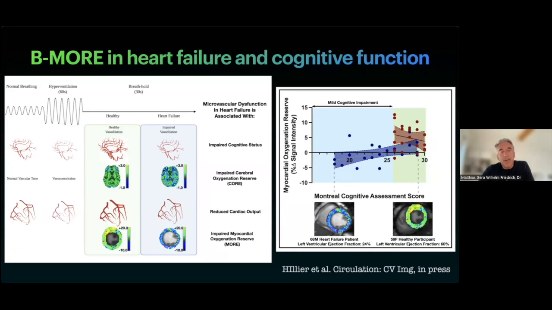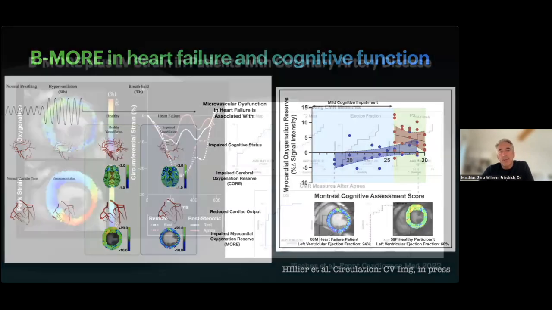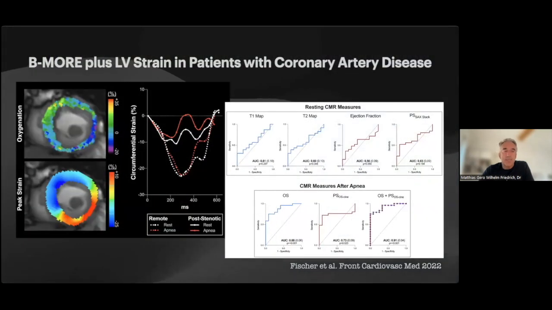Of course, you can then combine the BMOR with strain, and this is what was done and published last year in Bern again, where when you combine the two, you can further increase the diagnostic accuracy, in this case, to an area under the curve of 91%, to identify patients with coronary artery disease. So this is a test that is useful in microvascular dysfunction. In macrovascular dysfunction, it can be combined with strain in the same images, by the way.